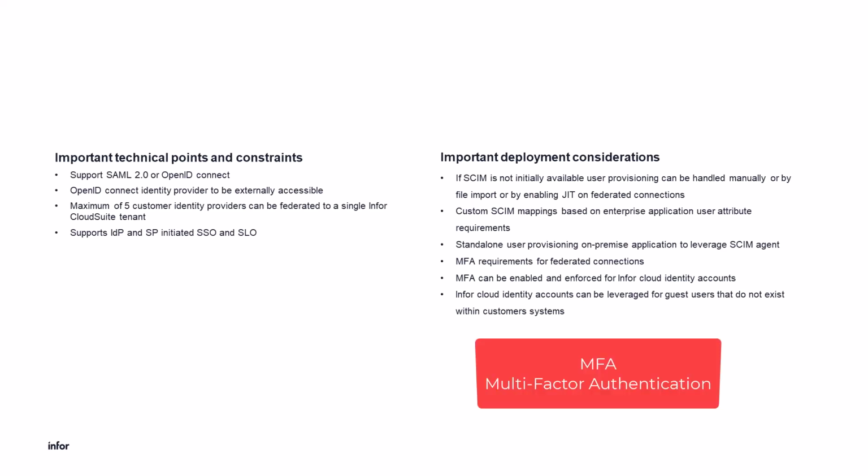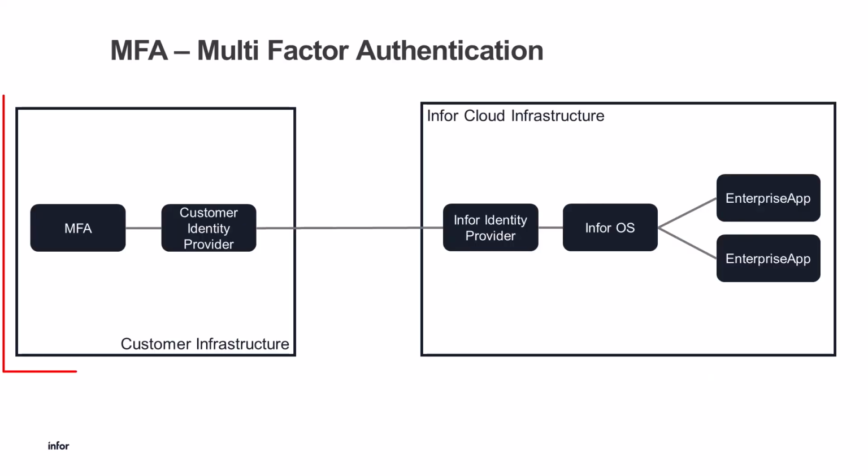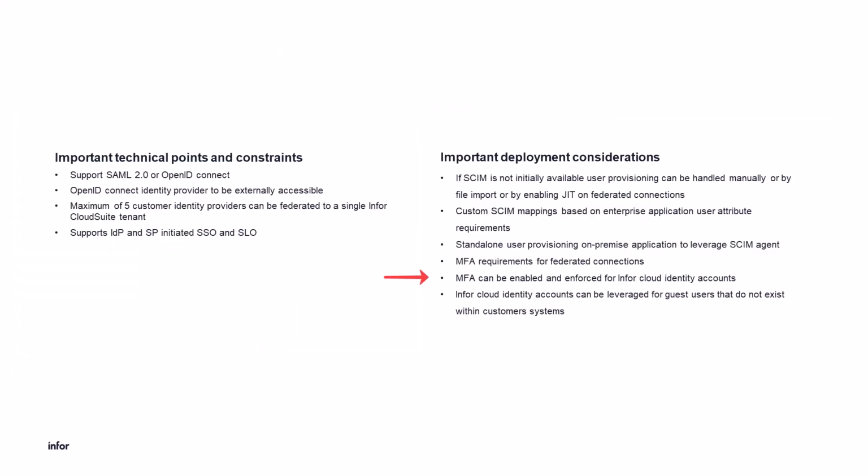MFA, or multi-factor authentication, is an authentication method that requires the user to provide 2 or more verification factors to gain access to a resource, such as an application. MFA via the federated connection is handled by the customer's identity provider configuration. There is a way to configure MFA on the tenant for internal cloud identity accounts. Also, Infor Cloud Identity accounts can be leveraged for guest users that do not exist within customer systems.